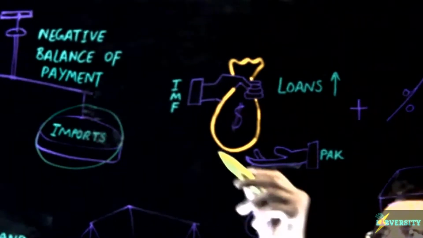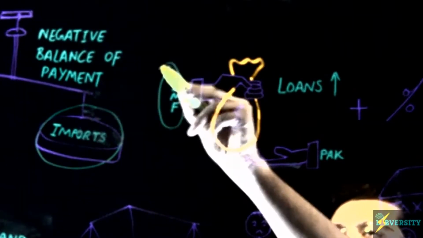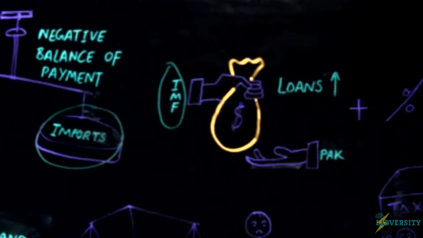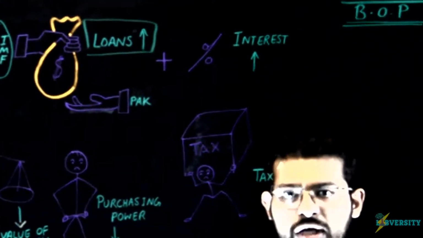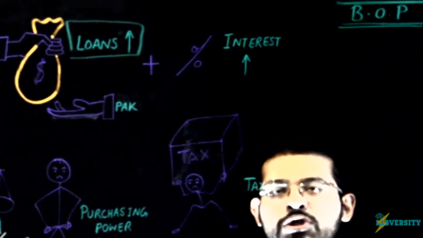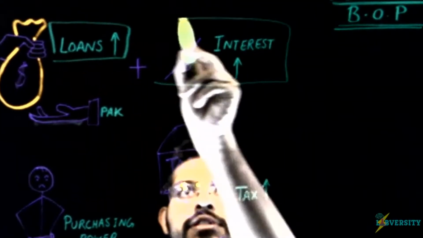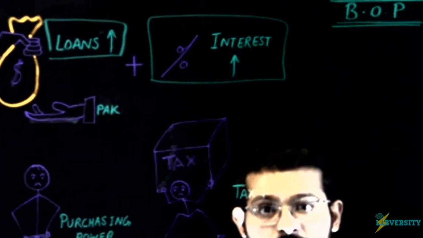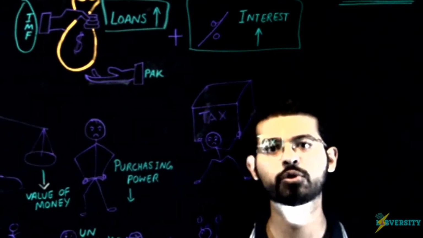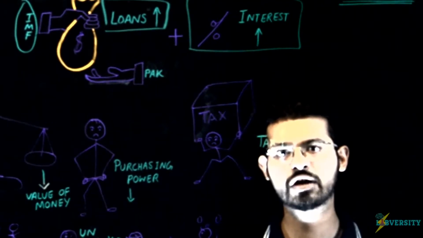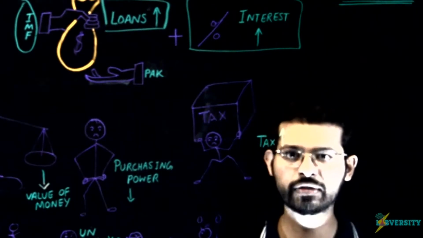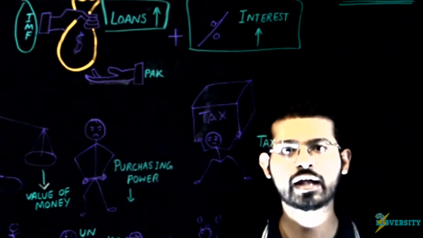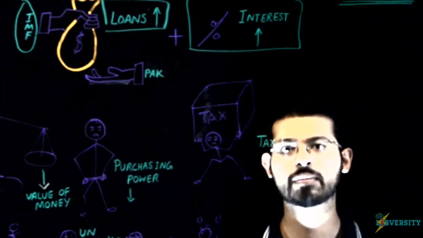These loans could be acquired from organizations such as the IMF or World Bank, or even from some friendly nations. Now, these loans that the government is taking do not come for free. They come with a huge percentage of interest. It means that Pakistan would be required to pay not only the amount that the Pakistani government has taken, but also the additional amount as well. How do you think the government is going to pay for that additional amount along with the loan amount?